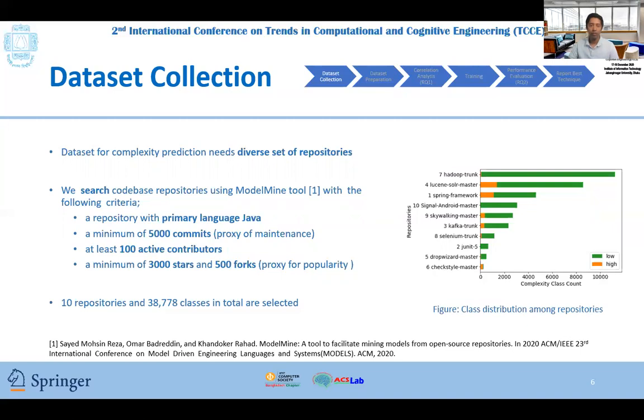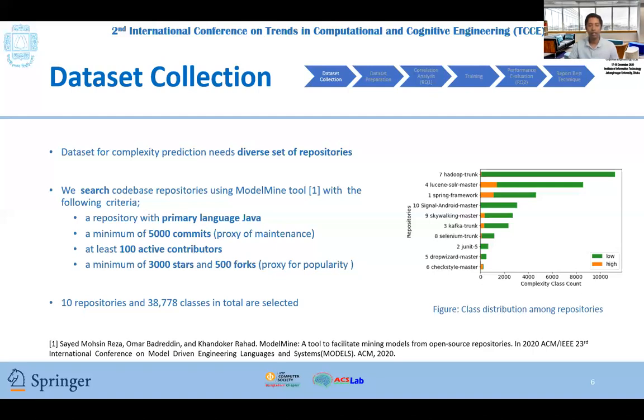To search the code-based repositories, we follow some criteria. A repository with primary language Java, we are not testing other languages. A minimum of 5,000 commits, which is a proxy of maintenance. A high number of commits means maintenance is good for that software. 100 active contributors, and also 3,000 stars and 500 forks for those repositories. It means the popularity of those repositories.